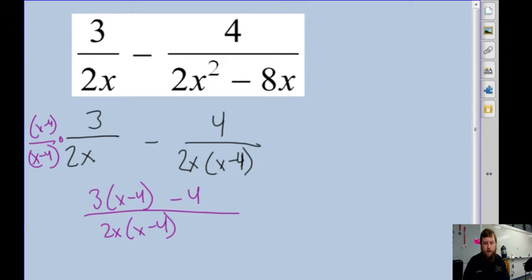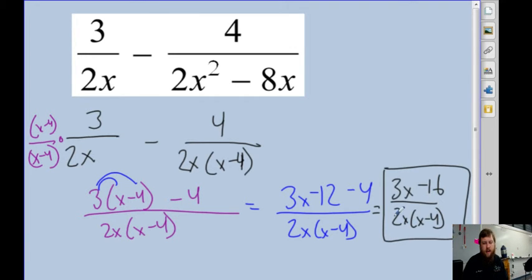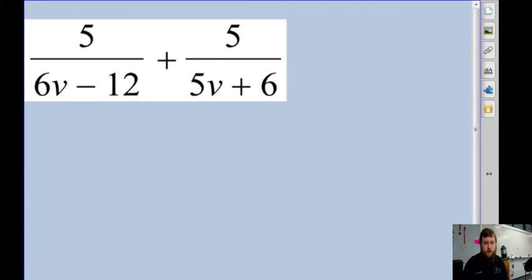All right, I am going to distribute. Distributing this 3, you get 3x minus 12 minus 4 over 2x times x minus 4. Combining like terms on that, we are going to get 3x minus 16 over 2x times x minus 4. And you know what? I'll leave it at that. Nothing's going to cancel out. All right. See if we have another one.